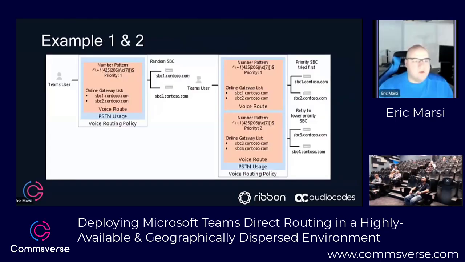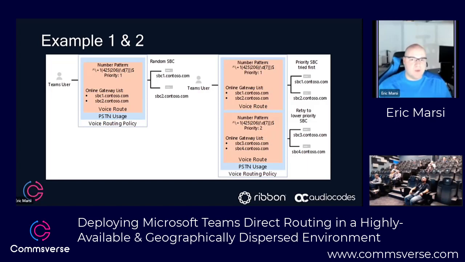So we're going to look at a couple of examples. These are pretty much right off Microsoft's site, but getting an explanation of these is going to help you in your voice routing deployment in your organization. We have a Teams user on the left, and a number pattern that says any number that starts with +1425 or 206, we're going to route to either SBC1 or SBC2.